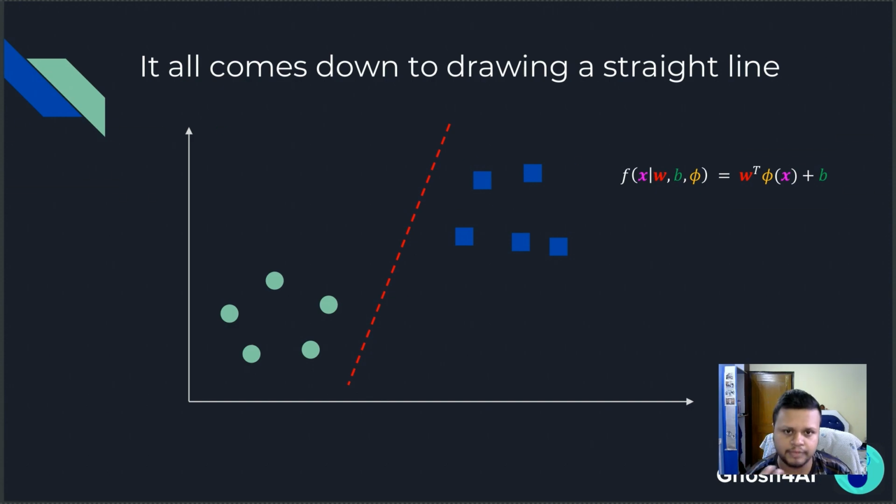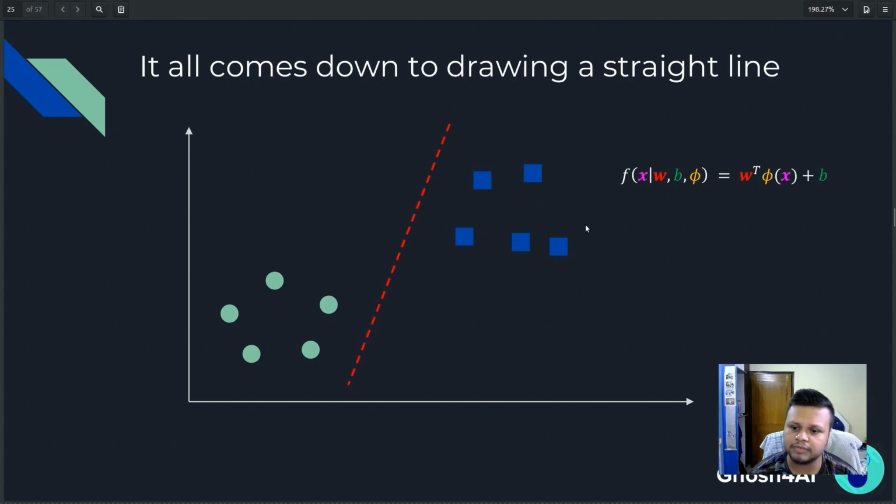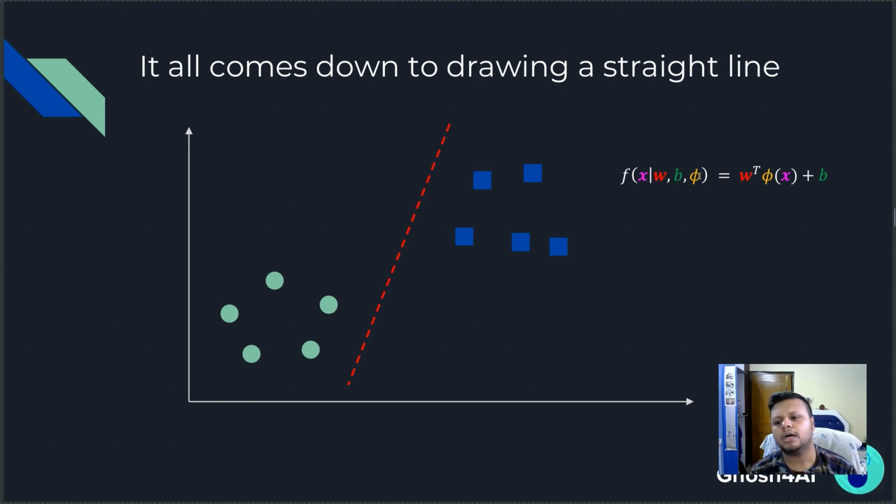If we consider this hyperplane as a straight line, it can be written in terms of the equation y equals mx plus b. That is the equation of a straight line. So here we see a function of x, that is the sample, given some weights w, a bias b, and a conversion function called phi. What this phi does is it is like a feature extractor of the raw samples. The sample is x, and phi of x basically gives me some features of this sample.